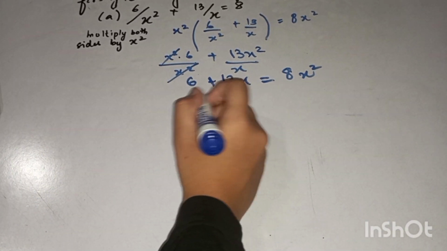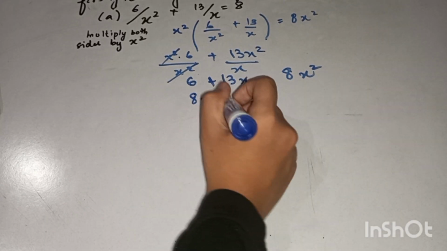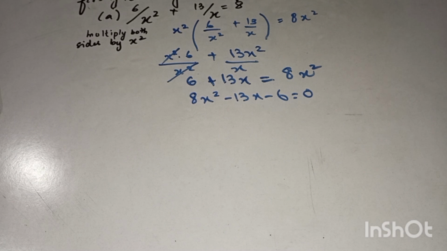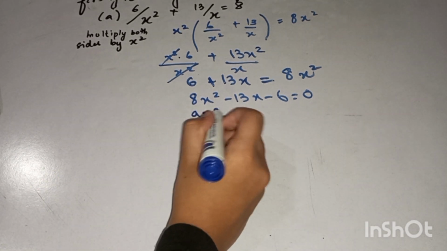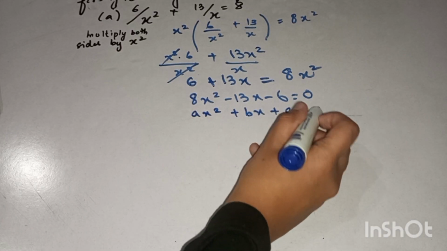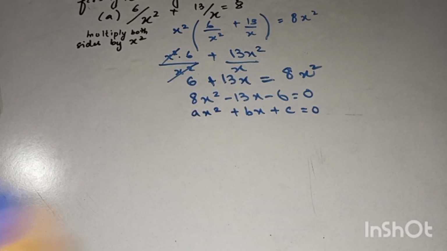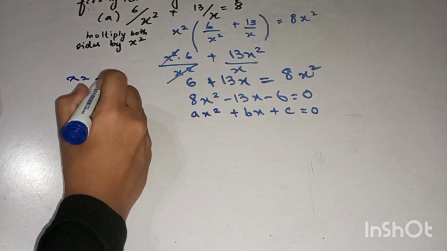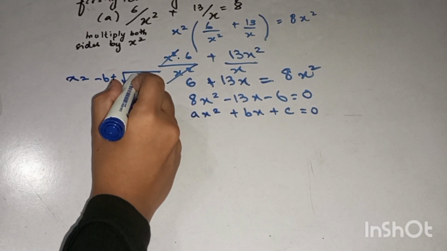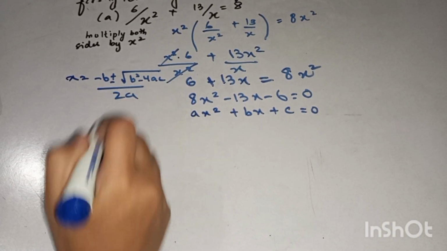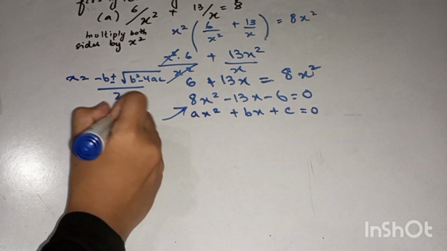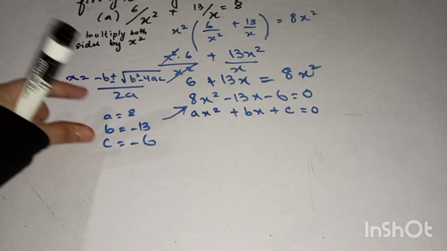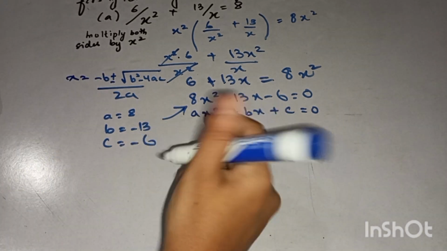So what we do next is simply take it to the other side. 8x square minus 13x minus 6 equals 0. Now what we can see is the general form, which is ax square plus bx plus c equals 0. Next you simply put this equation into your quadratic formula, which I am writing here: x equals minus b plus minus root of b square minus 4ac over 2a. In this case, your a is 8, your b is minus 13, your c is minus 6. You put all these into this quadratic formula and you will get your answer.